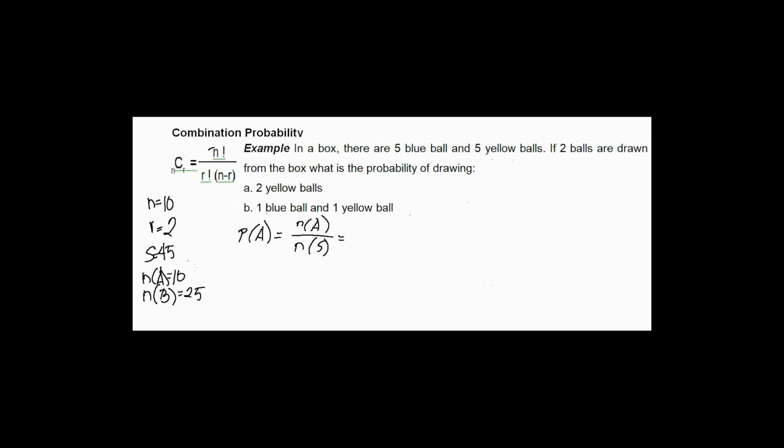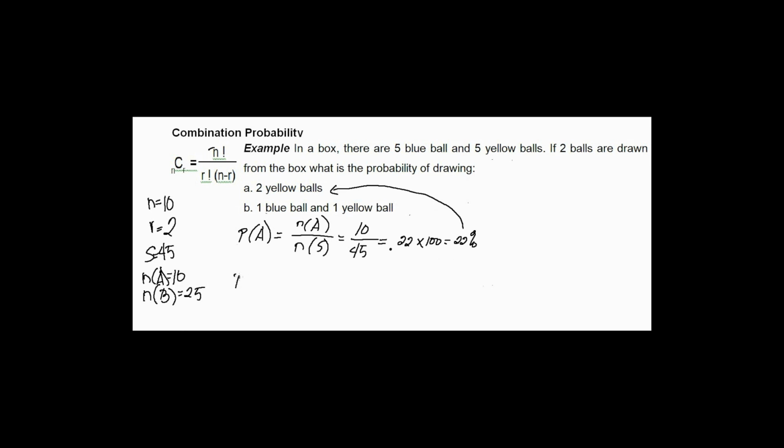Our next step is to find the probability of A happening, which is N(A) over N(S), the sample space. Since we have 10 for N(A) and 45 for the sample space, the probability of A happening is 0.22. We convert this into a percentage by multiplying by 100, so there is a 22% probability that you will draw 2 yellow balls.